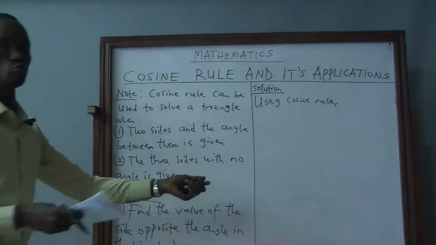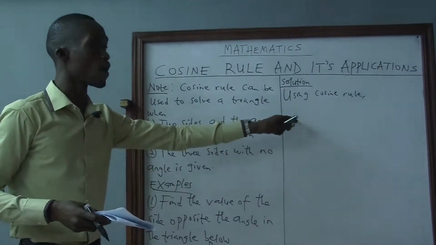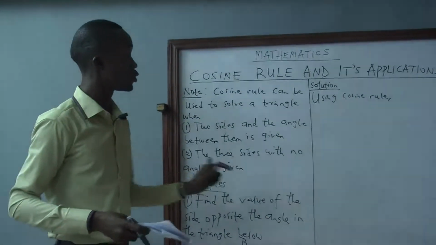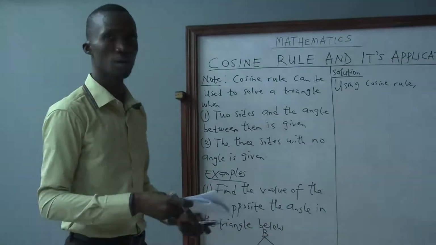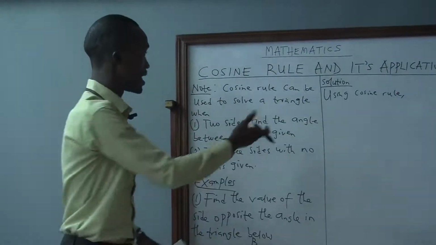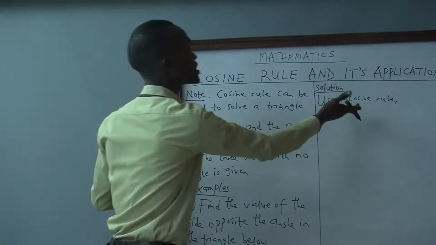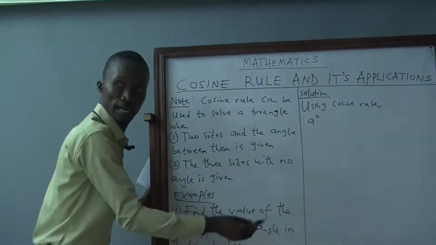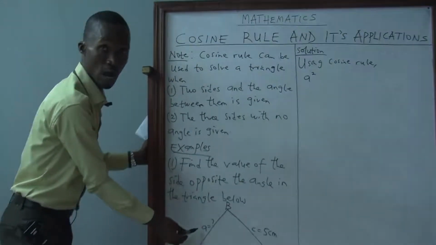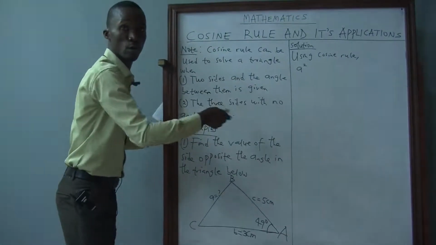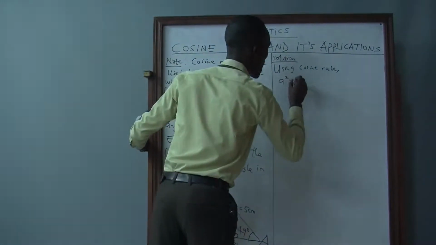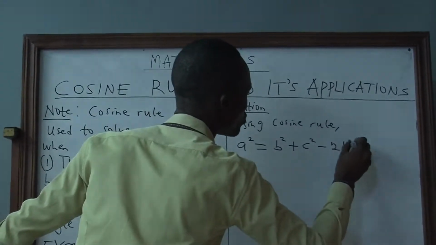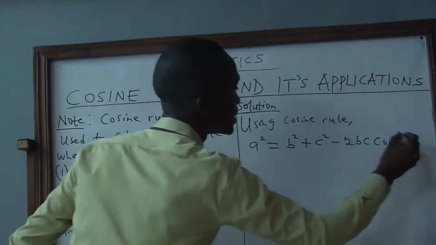If we want to use a rule, it is very important for us to state the rule that we are using. If it is sine rule we want to use, we state that we are using sine rule. Then from here, cosine rule, since it is the one we are using, we state it. We have a square. Since a square is the side we are asked to calculate, we state it in terms of a. So we have a square is equal to b square plus c square minus 2bc cos A.